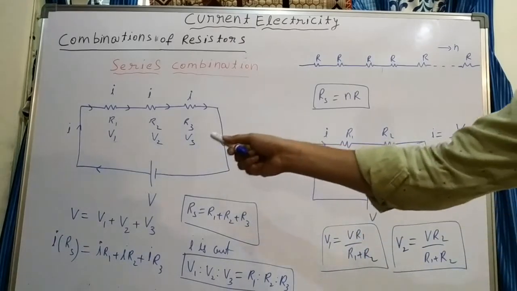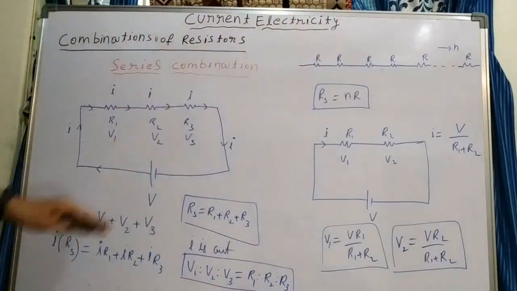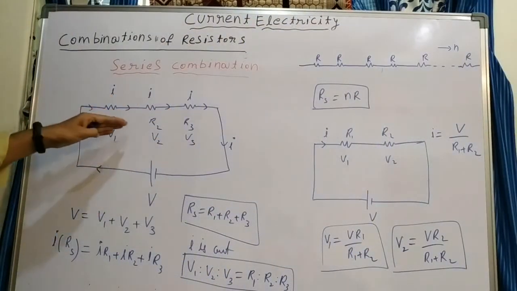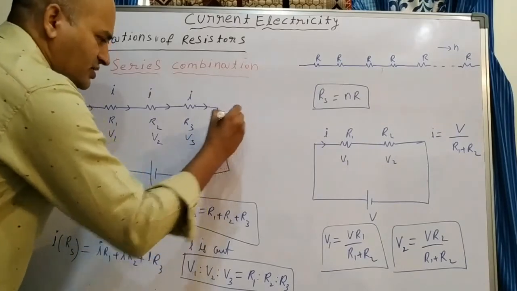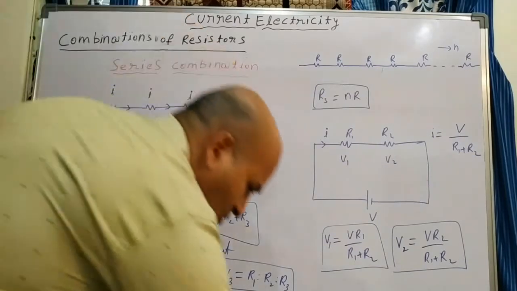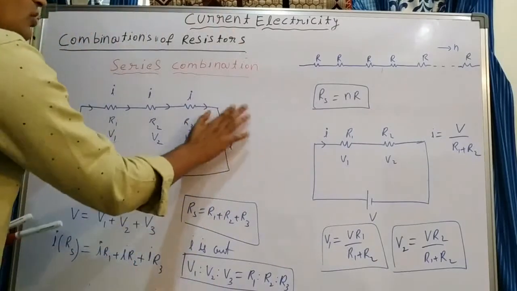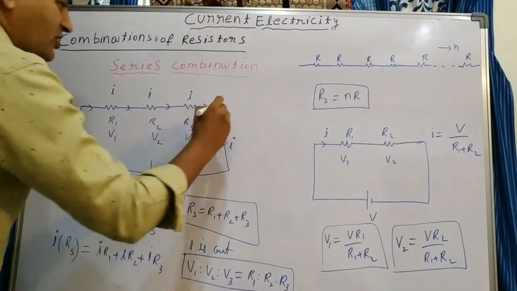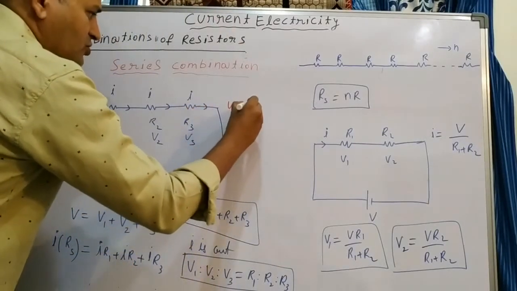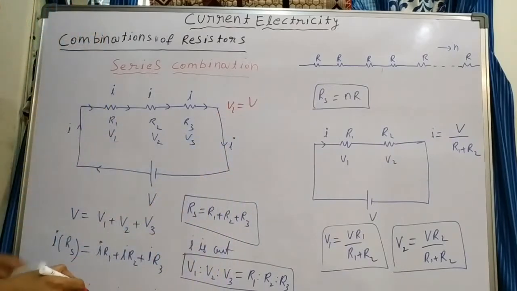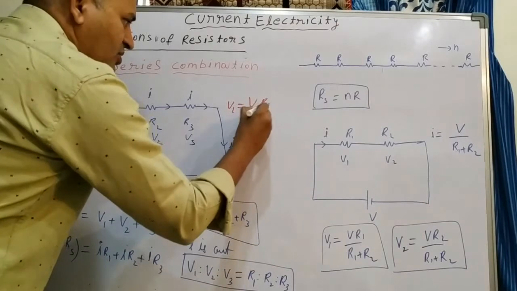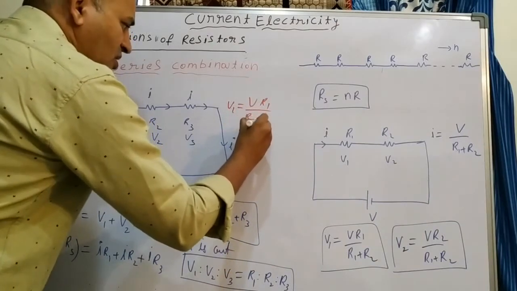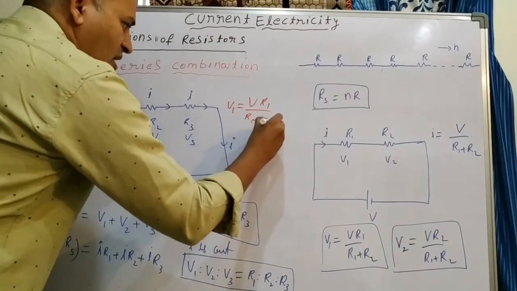Similarly here, if 3 resistors are there in series, then what do you get for the potential across, suppose, the first resistance, V1? How to write V1 in this case? According to that, V1 is equal to total potential V into the resistance across which we are calculating, the first resistance, R1, by total resistance R1 plus R2 plus R3 we can write.